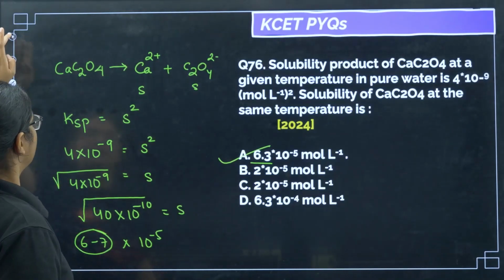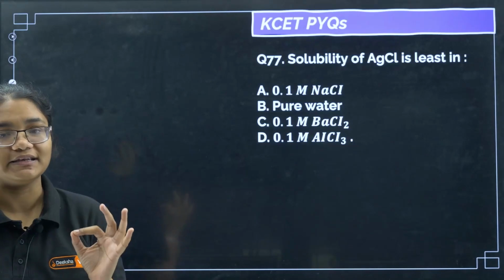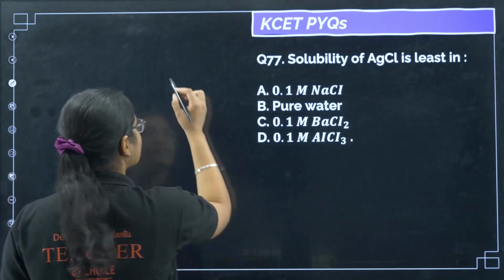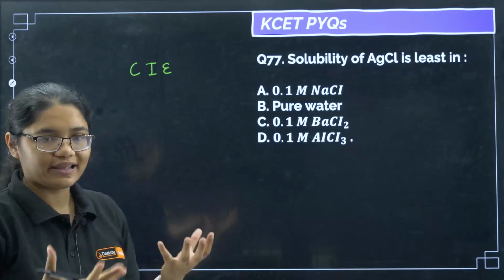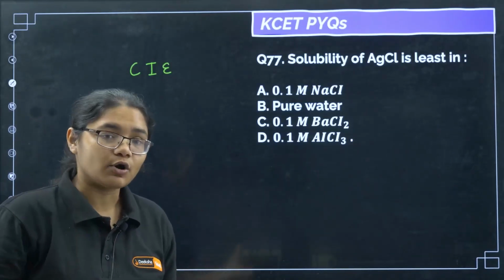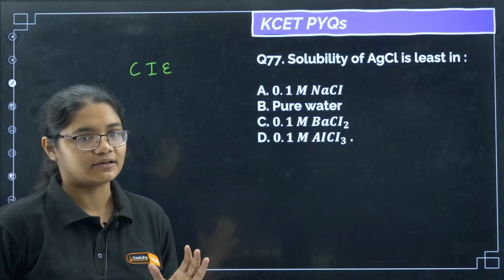Okay. Next, question number 77, the solubility of AgCl will be least in. So if you remember something called the common ion effect, I want to dissolve AgCl, and in the solvent, if chlorine is already present, then the solubility of AgCl will decrease.